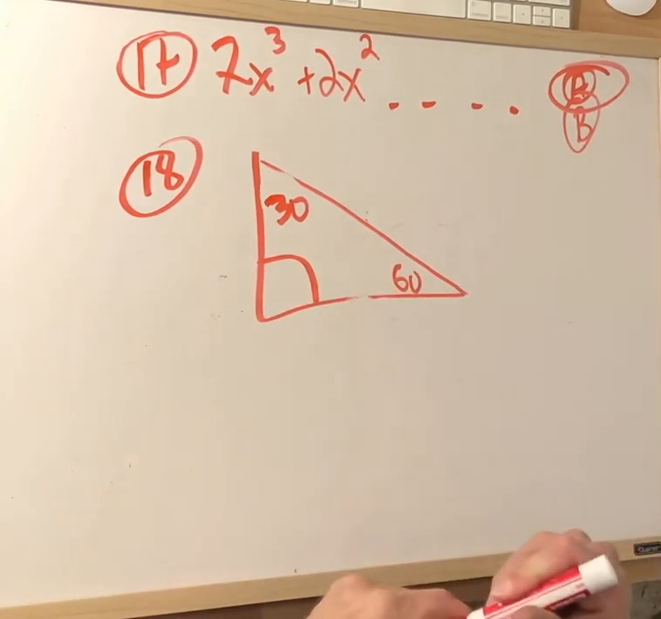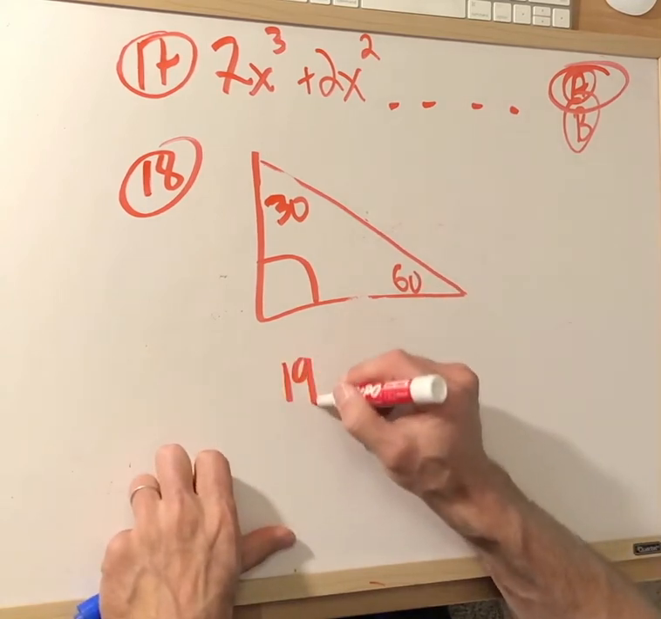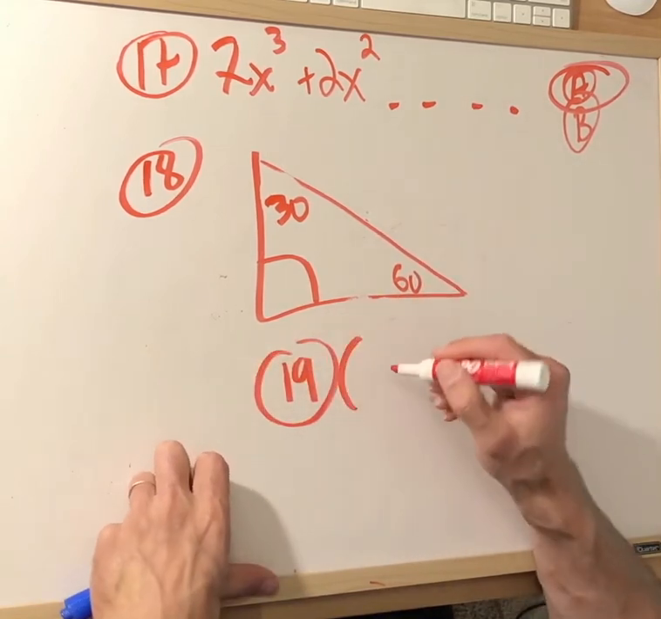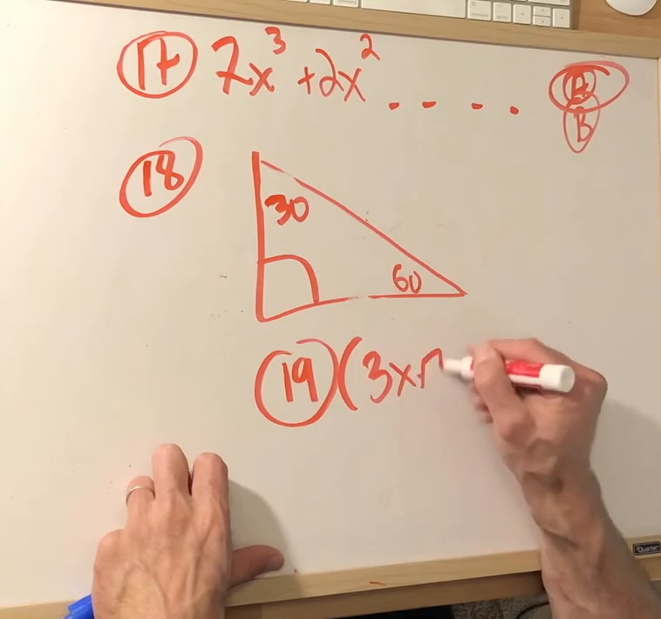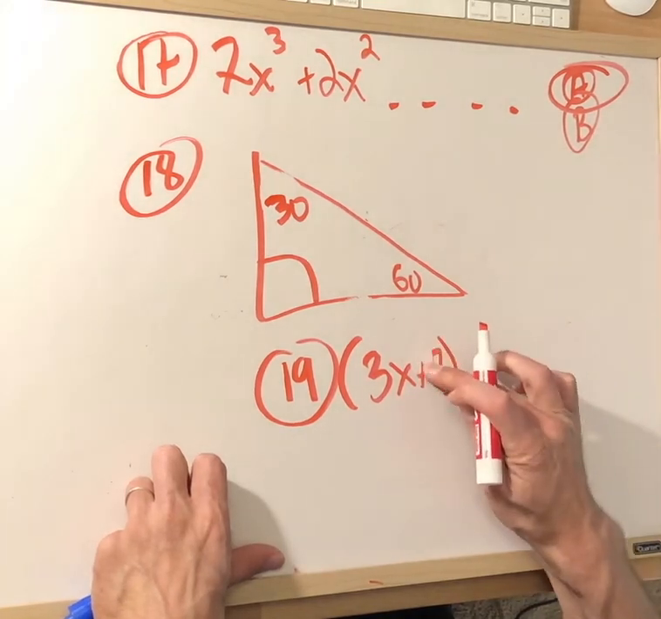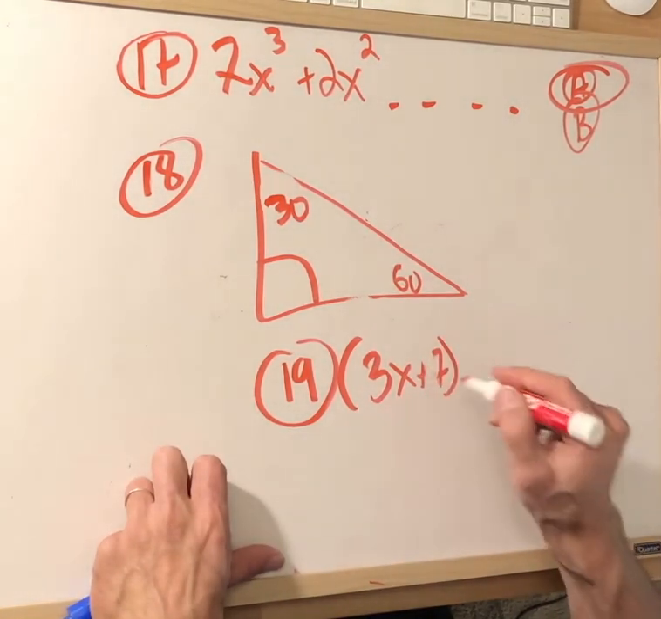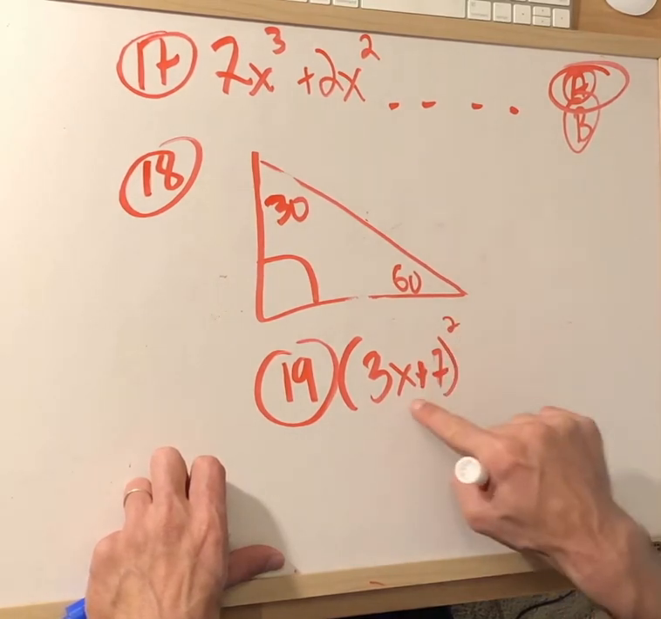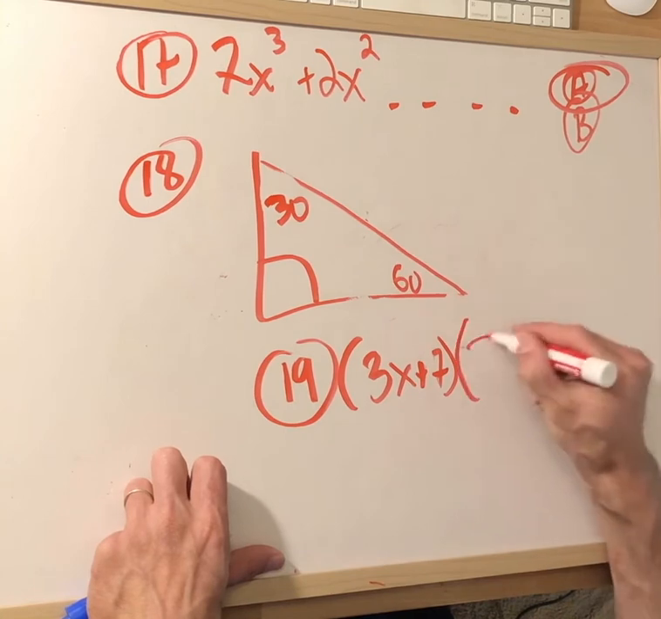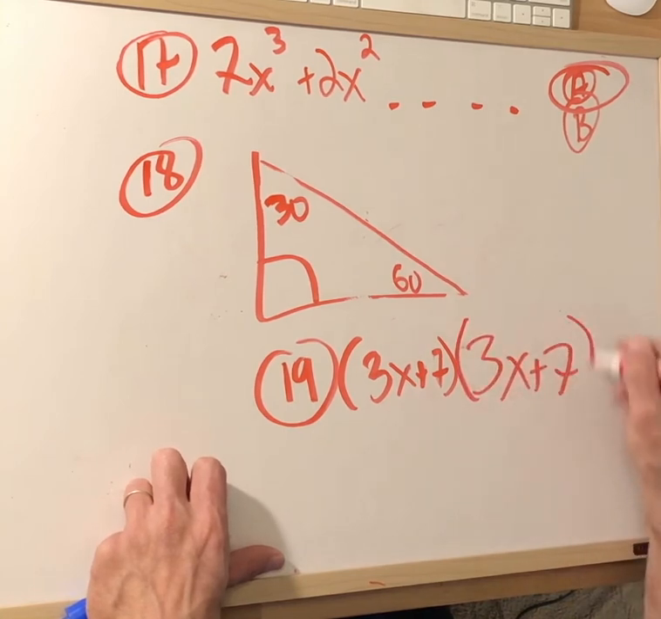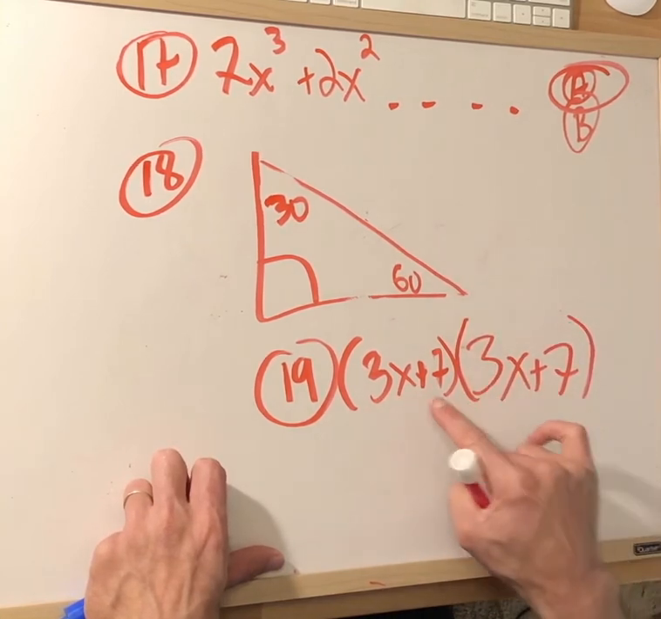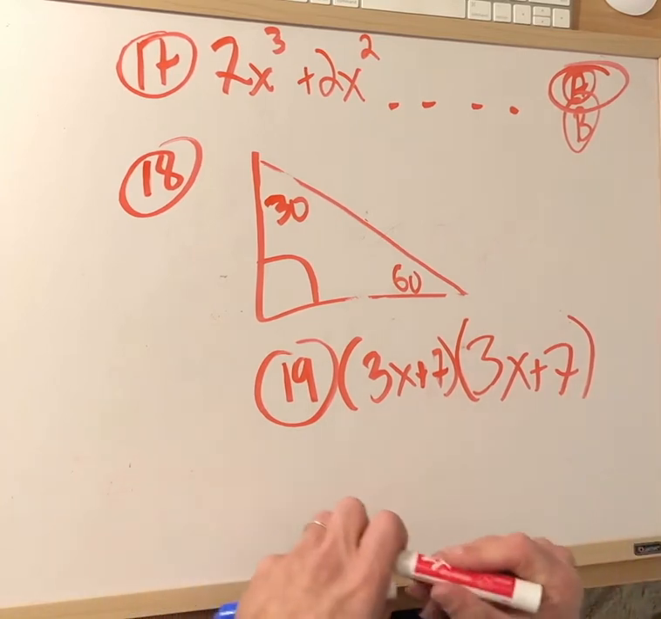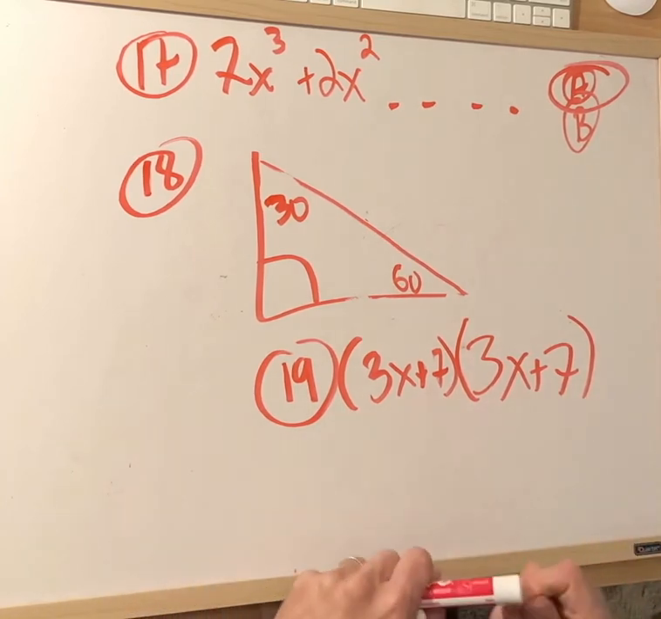All right, number 19. I'm not going to multiply this out, but this means 3x plus 7 squared means this dude twice. And then you multiply this to both terms, this to both terms, and then combine the like terms. Number 19, the answer is A.